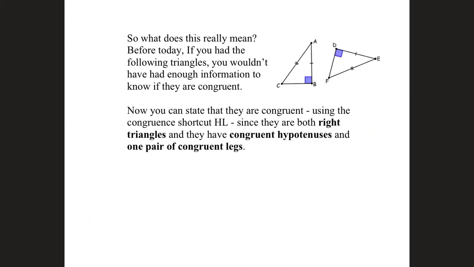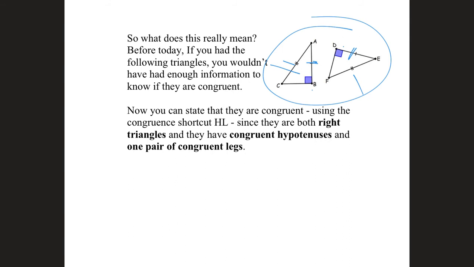Okay, so what does this really mean? How is it going to affect what you're doing? Before today, if you had this picture right here, and you can see I've got 2 congruent sides, right? I've got this one here that's congruent to that one over there. I've got this one here congruent to that one there. I have 2 congruent sides, and then I have a congruent angle. I have these right angles here. Before today, you would have just said, no, I can't do this. I can't prove them congruent. We don't have enough information.